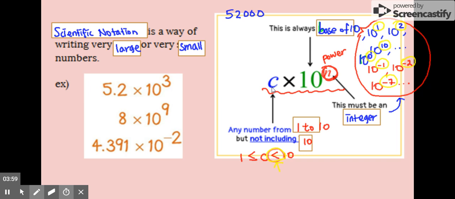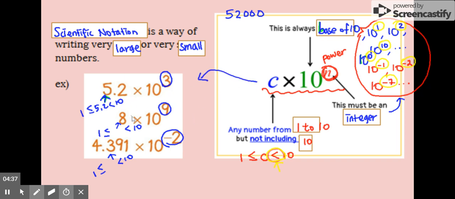All right, if you look at the examples here, 5.2 is between 1 and 10, fine. And 8 is also between 1 and 10. And 4.391 is also between 1 and 10. And if you look at the exponents, power 3, 9th power, -2nd. They're all written in scientific notation. So we're good. Those are 3 examples.